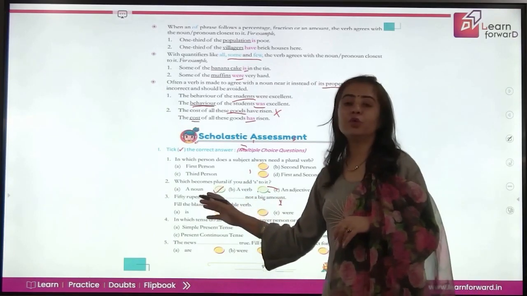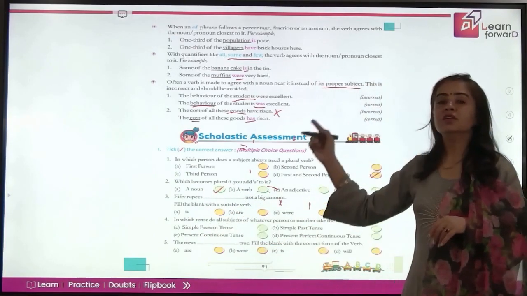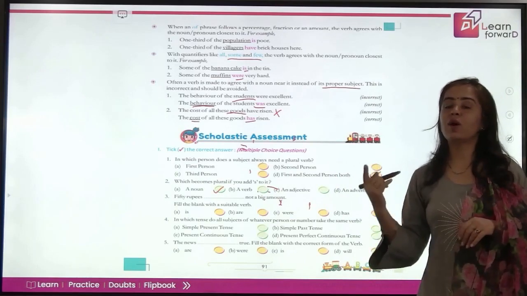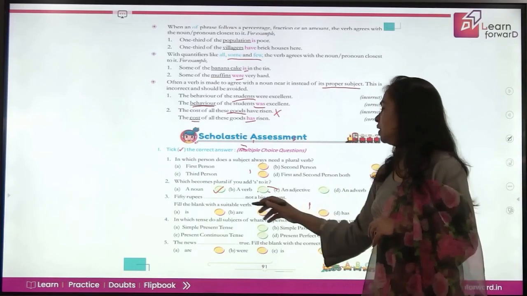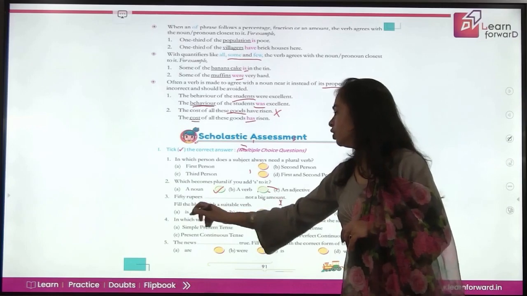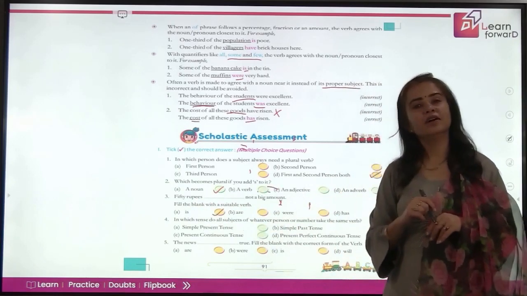Next, 50 rupees. Oh, that is an amount. We just learned with amounts, with quantities, with distance, we use singular verb. So it will be 50 rupees is not a big amount.